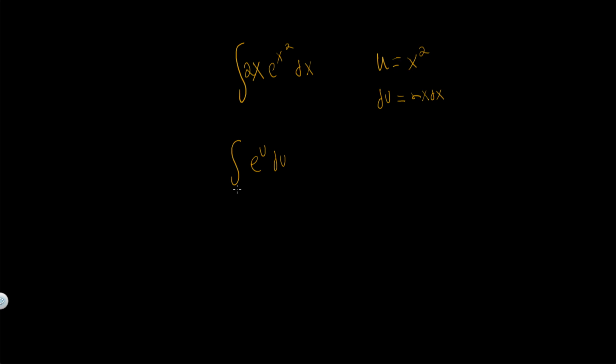And we know, again, the integral of e to the u is just e to the u. So this is equal to e to the u plus c. And if we want, we can substitute back our value. We get e to the x squared plus c. So the integral of this is just e to the x squared plus c.